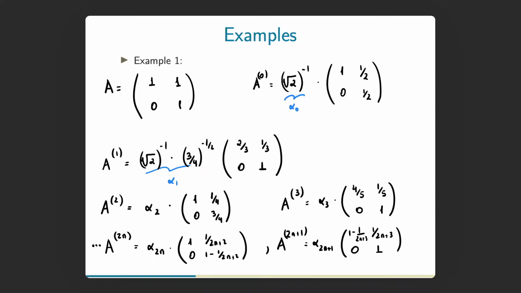Notice that this entry is always decreasing: 1/2, 1/3, 1/4, 1/5, and so on. In general, at the 2nth iteration, I'm column normalized, so this column is always 1, 0, and this one is 1 over 2n plus 2 and 1 minus 1 over 2n plus 2. For the row normalized version, this row is 0, 1, and this one is 1 over 2n plus 3 and 1 minus 1 over 2n plus 3. So you can see that this algorithm is converging in this example. Does that make sense?